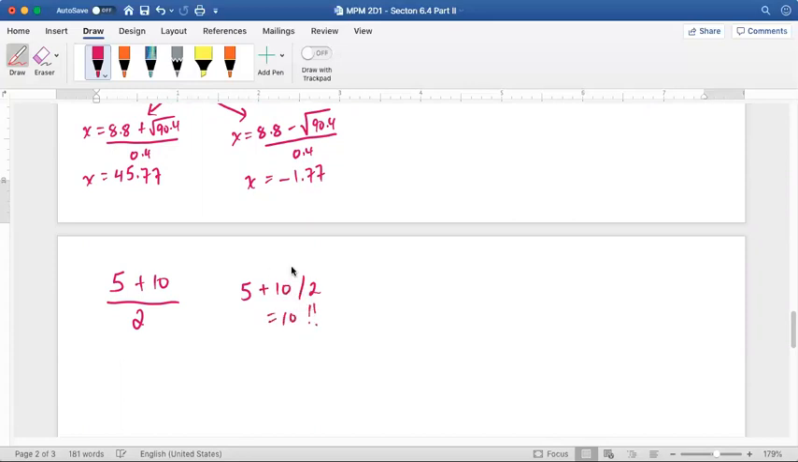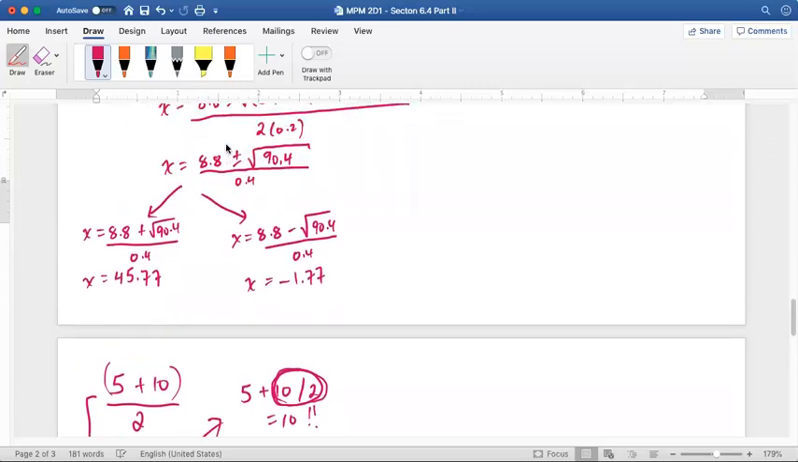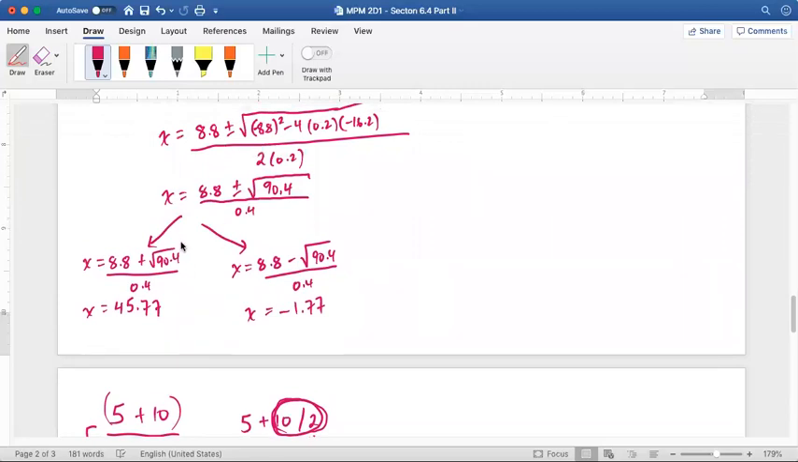Because what your calculator is going to do is do the 10 divided by 2 first to get an answer of 5, and then add it to the 5. When in reality, what you actually want, there's implied brackets here. This operation in the numerator is to be done first. 5 plus 10 is 15, divided by 2 is 7.5. Very different results. So make sure that you put brackets around this and then divide by 0.4.